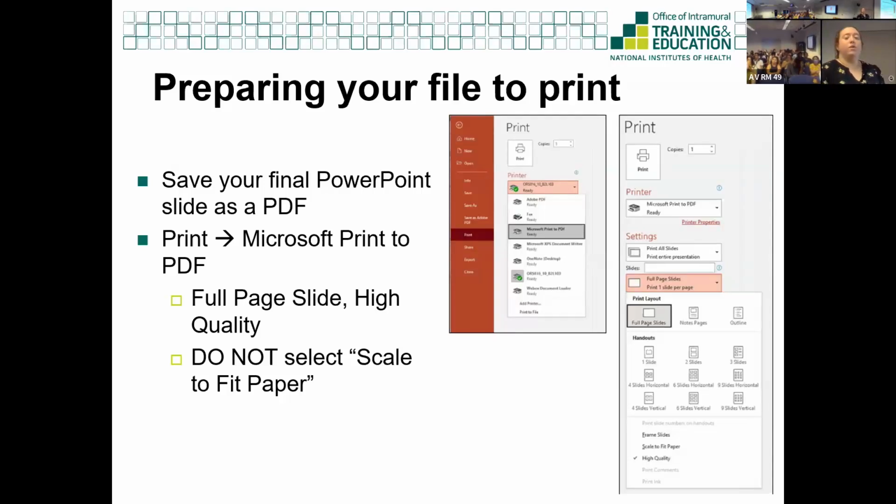One important thing is that when you're printing your actual poster, it needs to be in a PDF format, not in the PowerPoint slide itself. This is a brief overview of how you get to that option: you go to the Microsoft Print to PDF option. You're going to tell it to print as a full page slide in high quality. And don't click select to fit to paper, because then you're going to have this itty bitty poster on a really big piece of paper and it's going to look very strange.